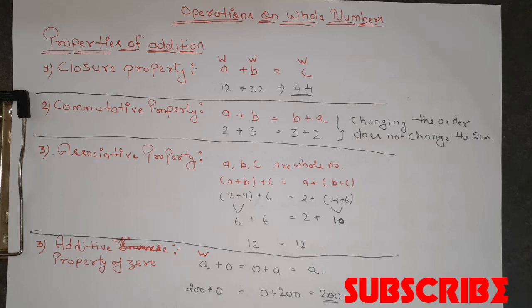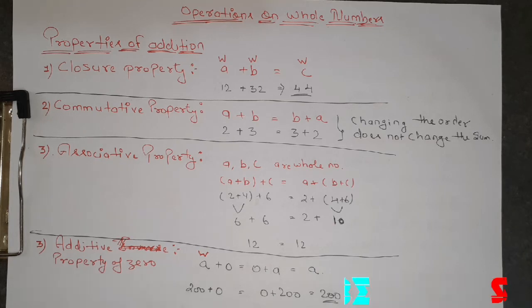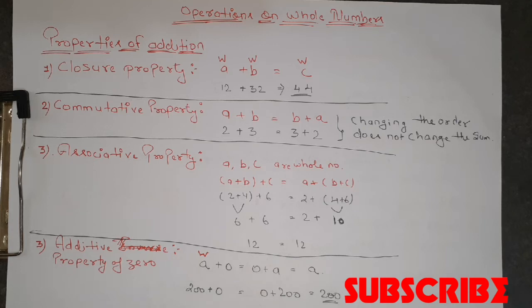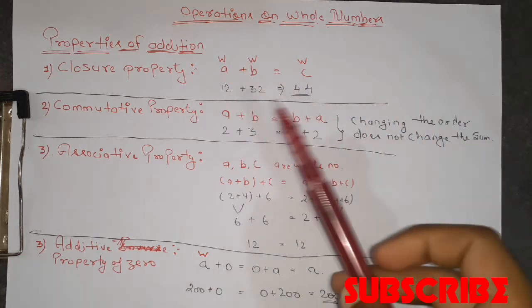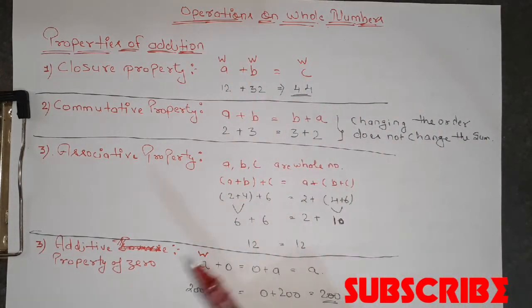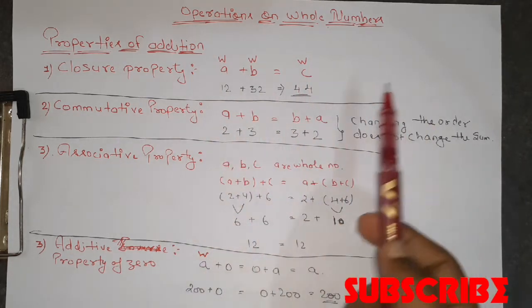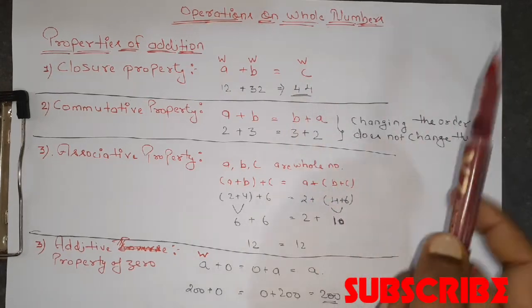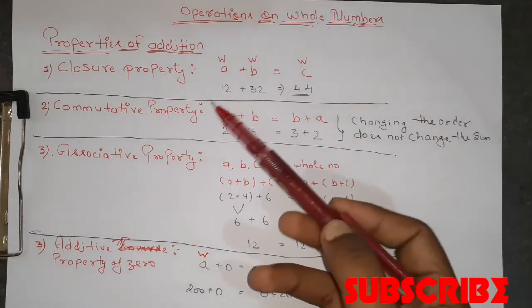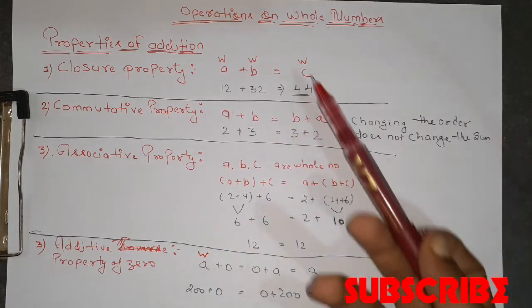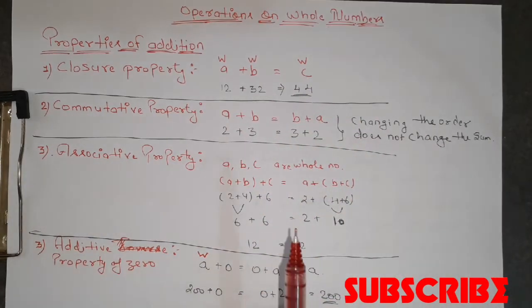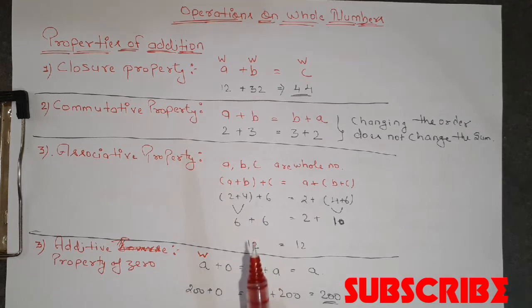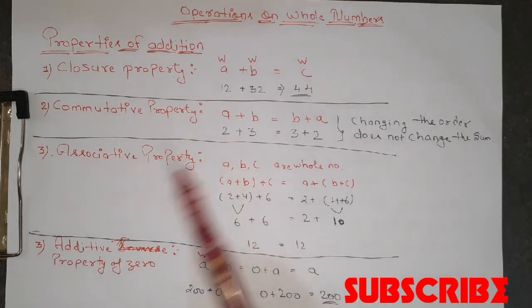Okay students, so let's get started. The first property that we will be dealing with is the closure property. In this property, suppose a and b are two numbers, and they both are whole numbers. If we add two whole numbers, then their sum will also be a whole number. For example, 12 plus 32, both are whole numbers, and you will get a whole number, that is 44, and vice versa, and many more. You can take as many examples as you can. 6 plus 2, 8, and many more.